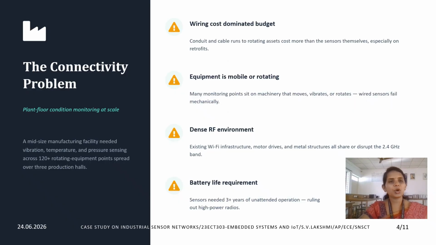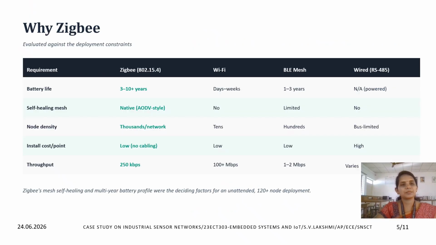The connectivity problem: wiring cost dominated the budget. Equipment is mobile or rotating, and it is a dense RF environment. Existing Wi-Fi infrastructure, motor drivers, and metal structures share or disrupt the 2.4 gigahertz band, that is the radio frequency band. And then the other parameter is power, that is the battery life requirement.